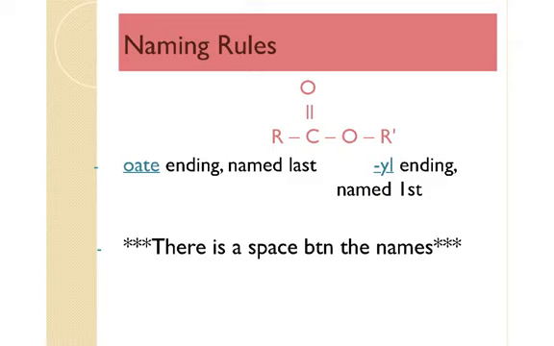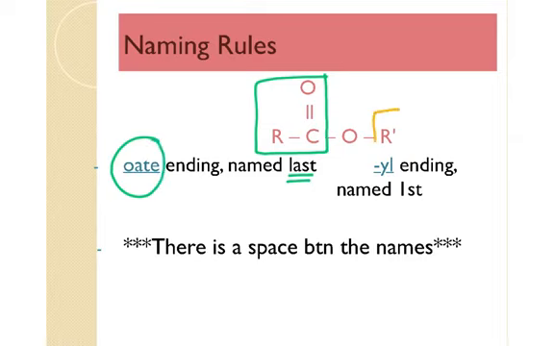So the naming rules for these ones, as I mentioned, we name in two halves. There's a carbon attached to an O, that's one half. This one gets named last. So whether I draw it on the left or the right, I still name it last. Its ending is oate. On the other side, I've got this carbon chain next to the O. And this guy gets named first, and it gets a yl ending. So think of it like a substituent because it's got that yl ending that we've seen before.